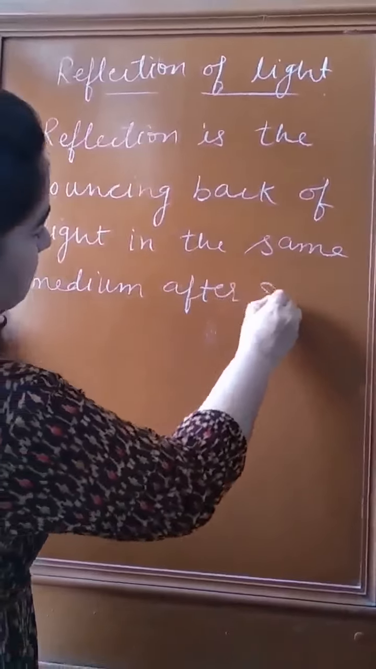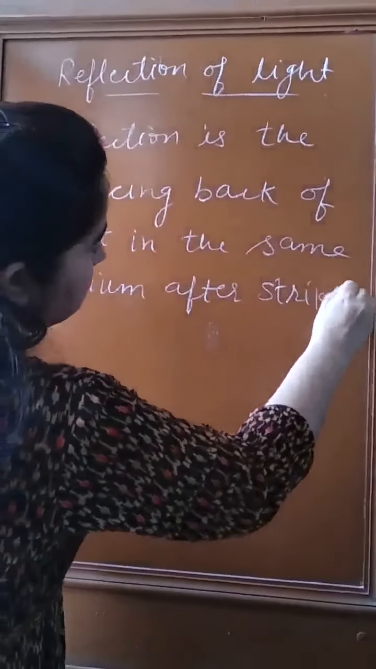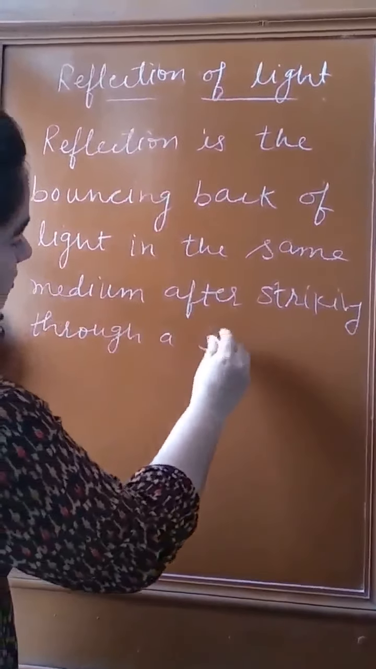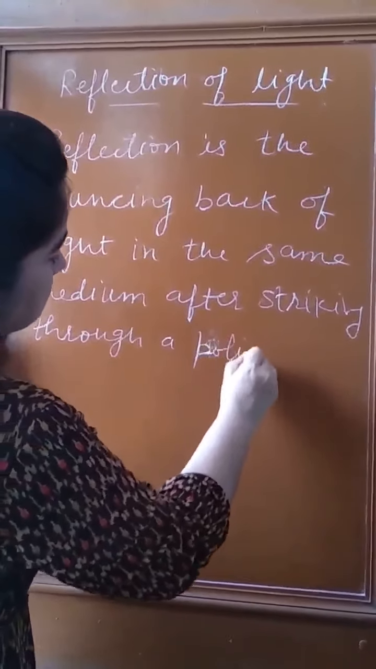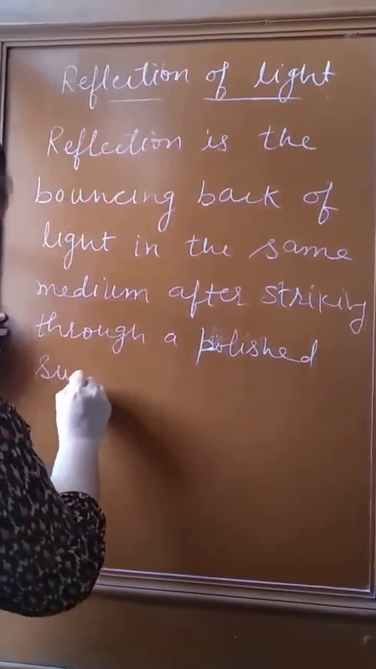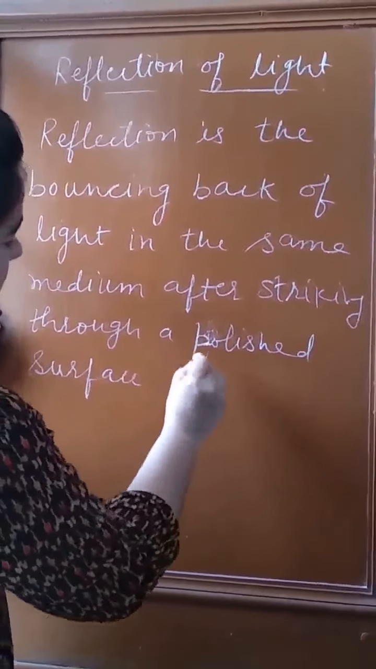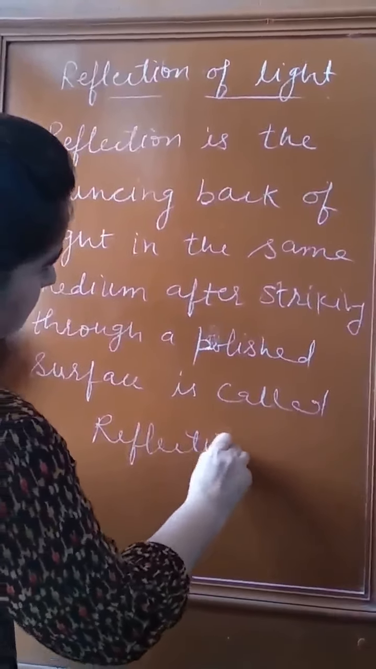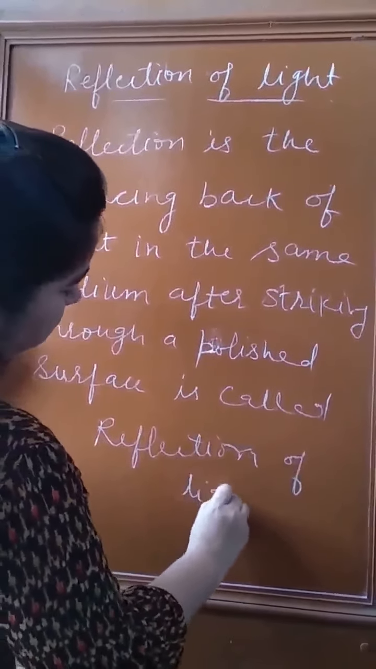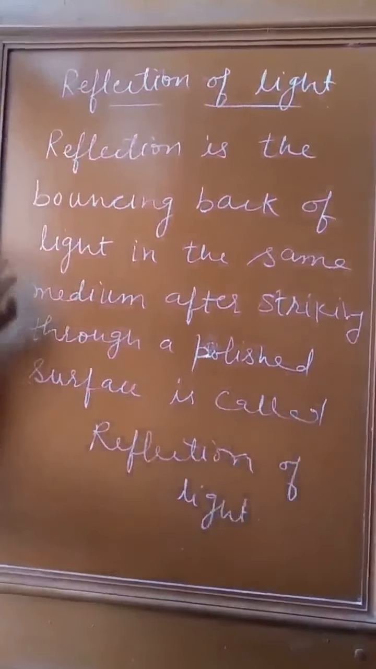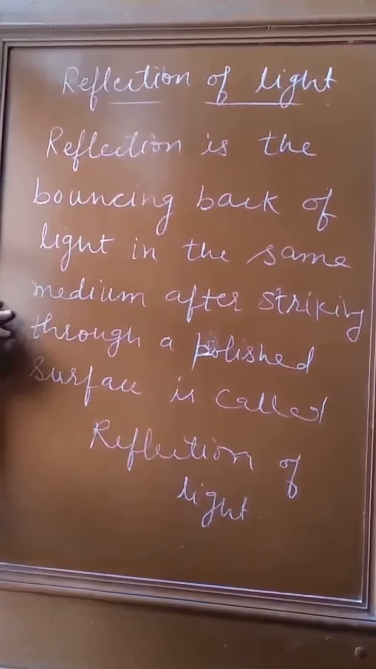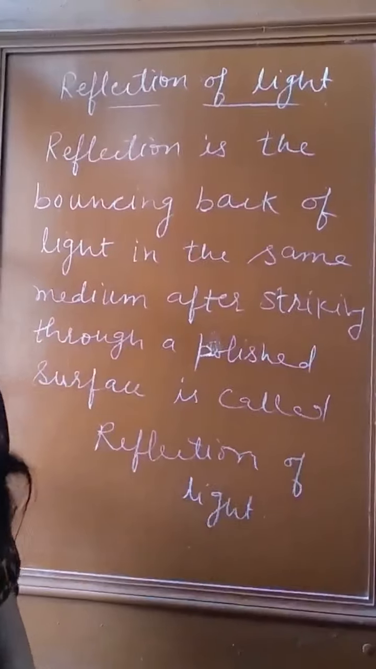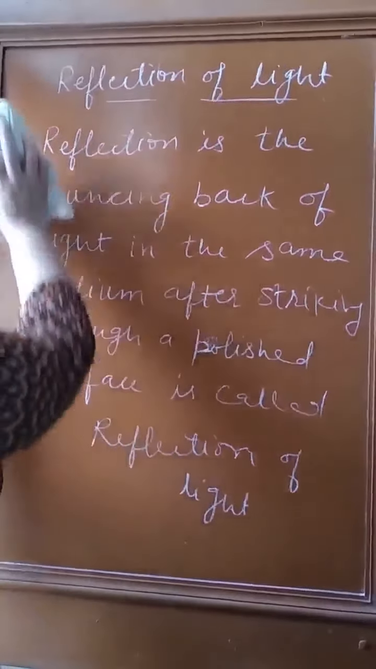after striking a polished surface is called reflection of light. So the bouncing back of light in the same medium after striking a polished surface is called reflection of light. Now we will understand it with the help of a diagram.